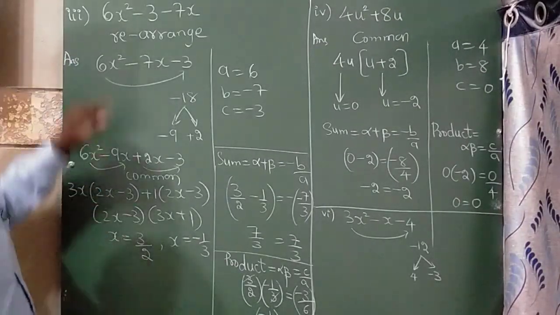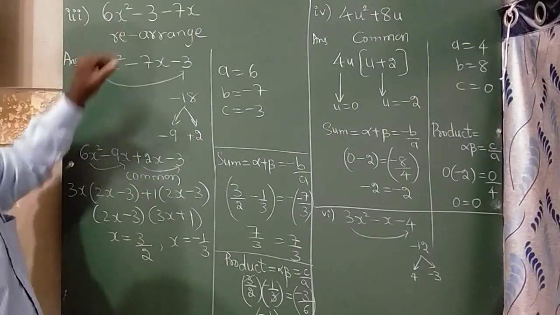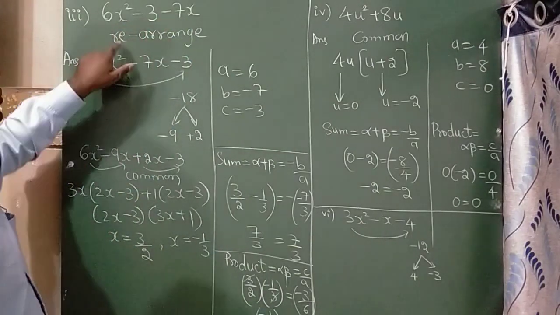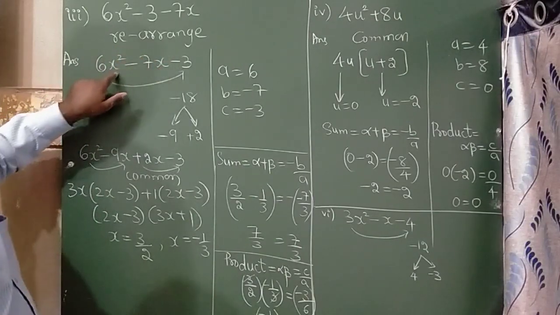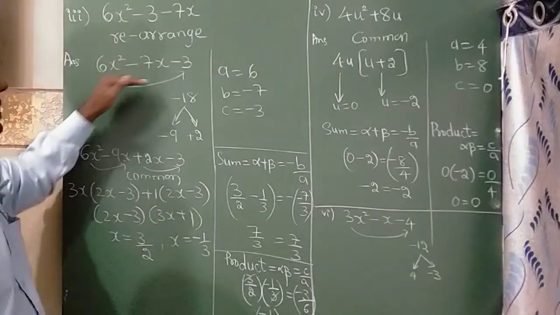Now, third question. 6x square minus 3 minus 7x. It is not in the correct quadratic equation form, so you need to rearrange this. 6x square minus 7x minus 3. I have rearranged. Now this is in the standard form.